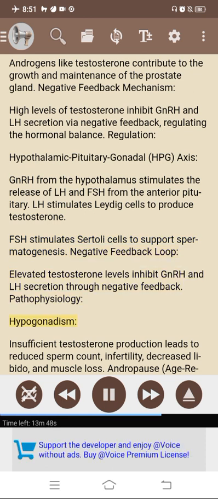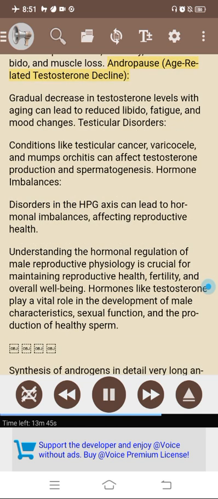Pathophysiology. Hypogonadism. Insufficient testosterone production leads to reduced sperm count, infertility, decreased libido, and muscle loss. Andropause, age-related testosterone decline. Gradual decrease in testosterone levels with aging can lead to reduced libido, fatigue, and mood changes. Testicular disorders. Conditions like testicular cancer, varicocele, and mumps orchitis can affect testosterone production and spermatogenesis.